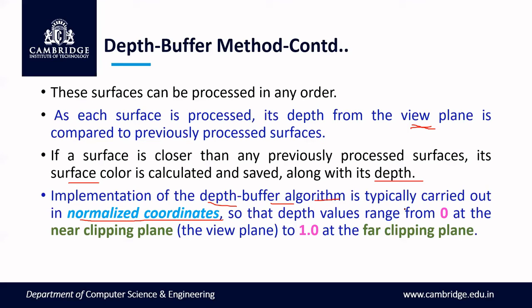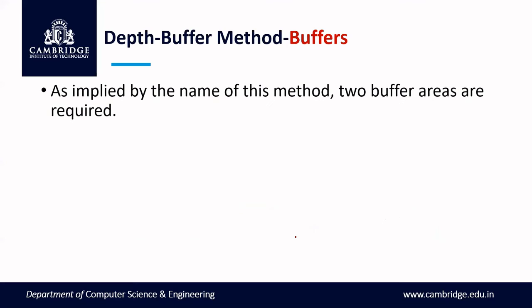So in the normalized coordinate system, what is the range of your depth? That we know already, all x, y, z range will be 0 to 1 or 1 to -1. So here we are considering near plane, 0 at the near plane, and far plane, how much we will have? 1.0, because it is normalized coordinate system.